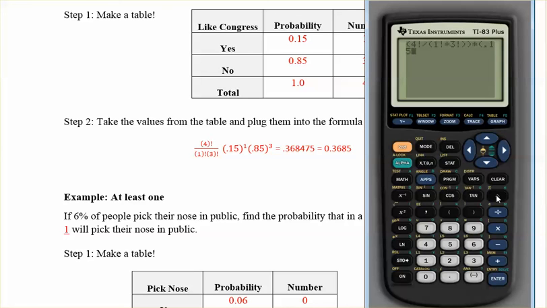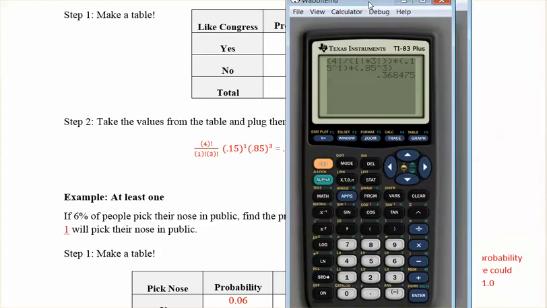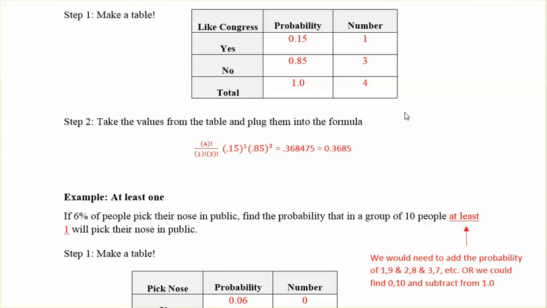0.15 raised to the first power times 0.85 raised to the third power. And that should be enough. And we get 0.368475, which could round to 0.3685. So there you go. That is how you take that one.